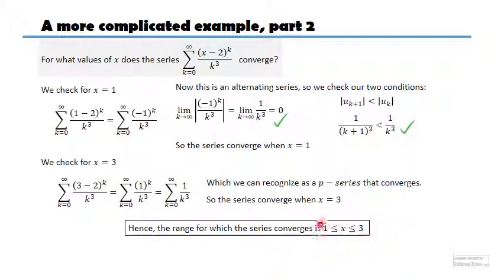I know that if it's smaller than something like 0.8, it's not going to converge, and I can prove that by the ratio test. But if x is between 1 and 3, including 1 and 3, it converges. So the interval of convergence is [1, 3], and the radius of convergence is 1.